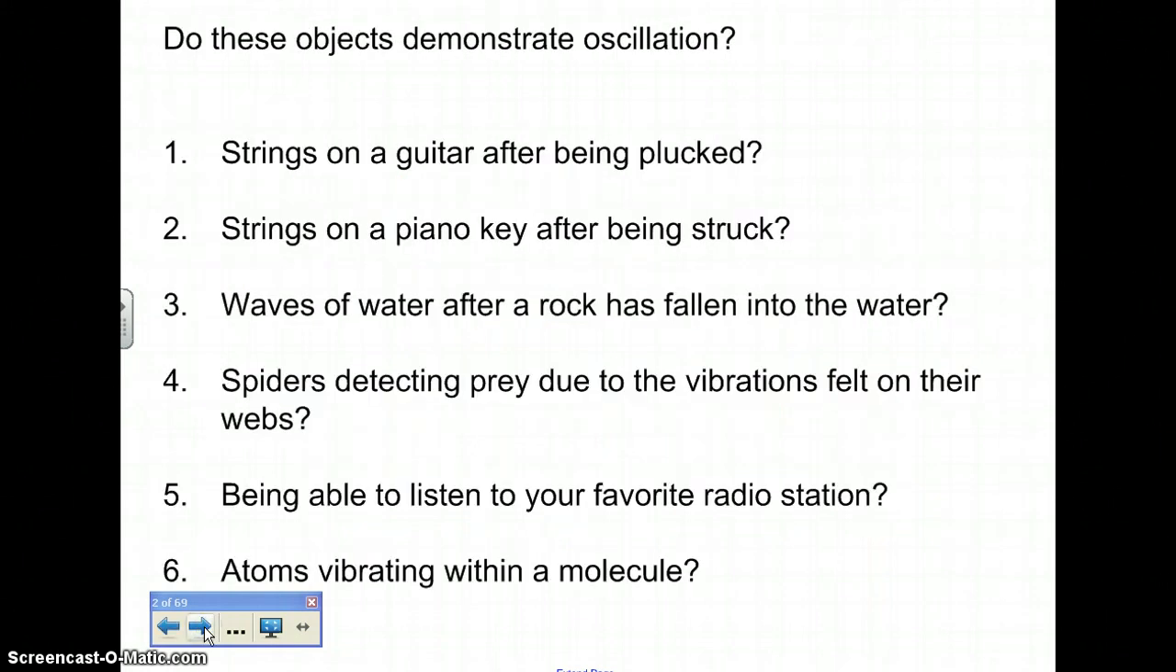All right, so continuing with this then. Let's look at these objects and see if they do demonstrate oscillations. Once again, this is like a repeated path going back and forth, back and forth. So you pluck the strings on a guitar, it vibrates. Is that showing oscillations? Strings on the piano keys after being struck, is that showing oscillations? So think about these examples as I'm saying them, guys. Waves of water after a rock has fallen into the water, so you look at those different ripples. Spiders detecting prey due to the vibrations felt on their webs. Being able to listen to your favorite radio station, obviously through the speakers. Atoms vibrating within a molecule. So all these are examples of oscillations.